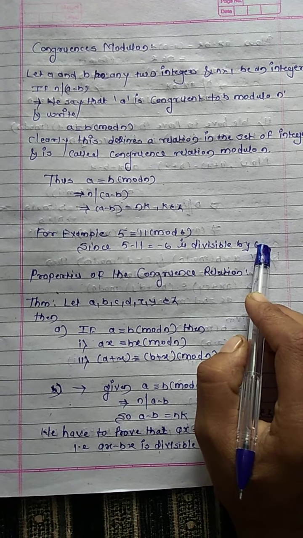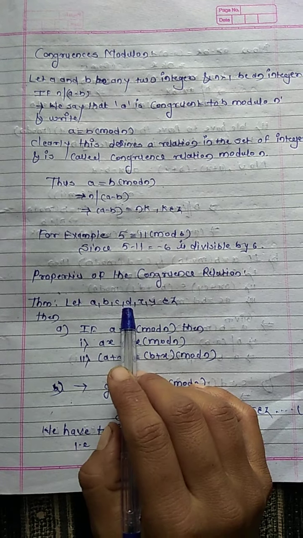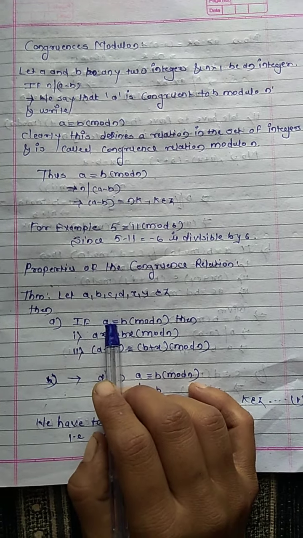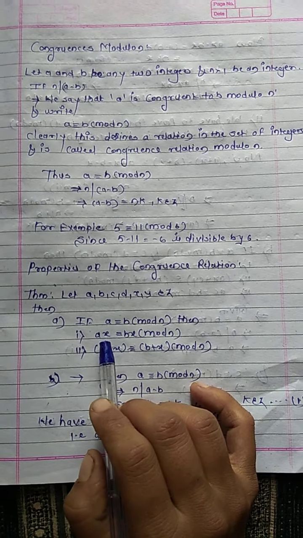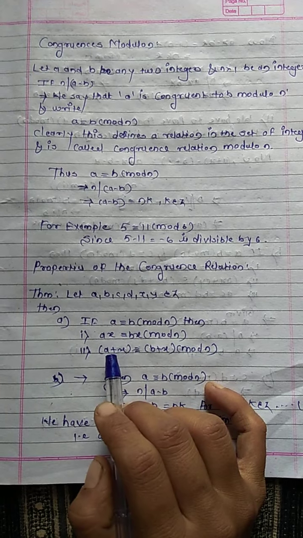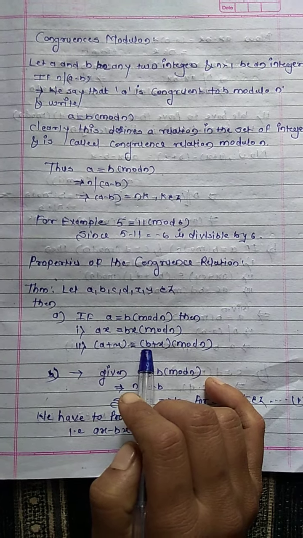Next, properties of the congruence relation. Theorem: let a, b, c, d, x, y be integers. If a is congruent to b modulo n, then we have to prove, first, that ax is congruent to bx modulo n. Second, a plus x is congruent to b plus x modulo n.